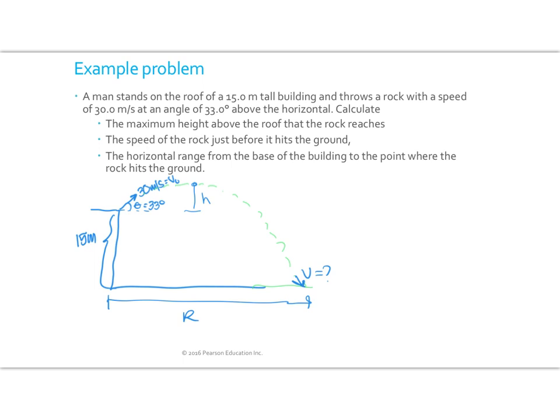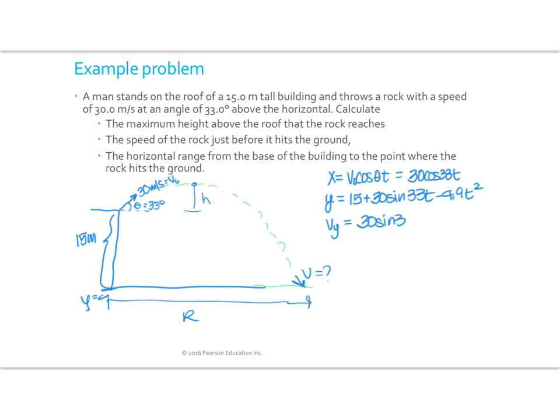Those are the questions. Our equations for this particular problem: x is equal to v naught cosine theta t, so that's equal to 30 cosine of 33 t. Y is equal to, I'm going to say that this is y equals 0, so y naught is 15 plus 30 sine of 33t minus 4.9 t squared. Vy is equal to 30 sine 33 minus 9.8 t. So the first part is to find the highest height.